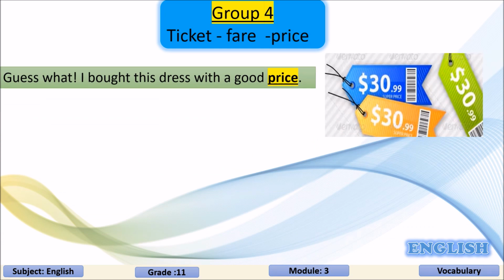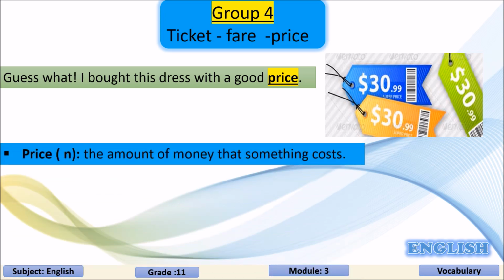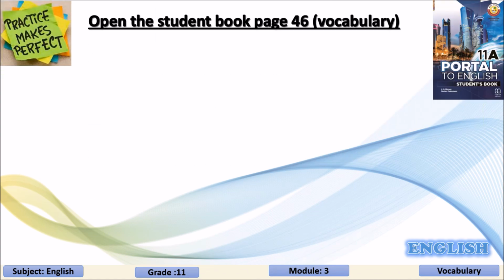Guess what? I bought this dress with a good price. Price is the amount of money that something costs. For example, the price of my jacket is $100. Now let's check your understanding.